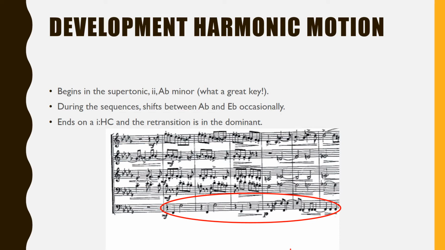When we have the sequences that I was talking about earlier, it really mainly just shifts between those two keys, and then eventually we get to the retransition, and that just lands right on the dominant in a half cadence. What's interesting about the retransition is that it's really just standing on the dominant the whole time. The tuba part just has Fs in octaves the whole time, leading up until we get back to the primary theme in the recapitulation.